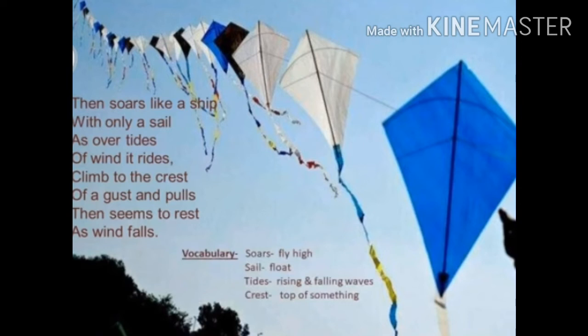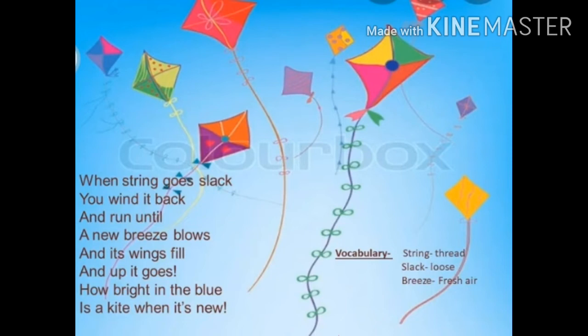Okay, when string goes slack, you wind it back and run until a new breeze blows and its wings fill and up it goes. How bright in the blue is a kite when it's new. So when string goes slack, string means the thread, right? Okay, so the thread when it goes slack, slack is like loose.